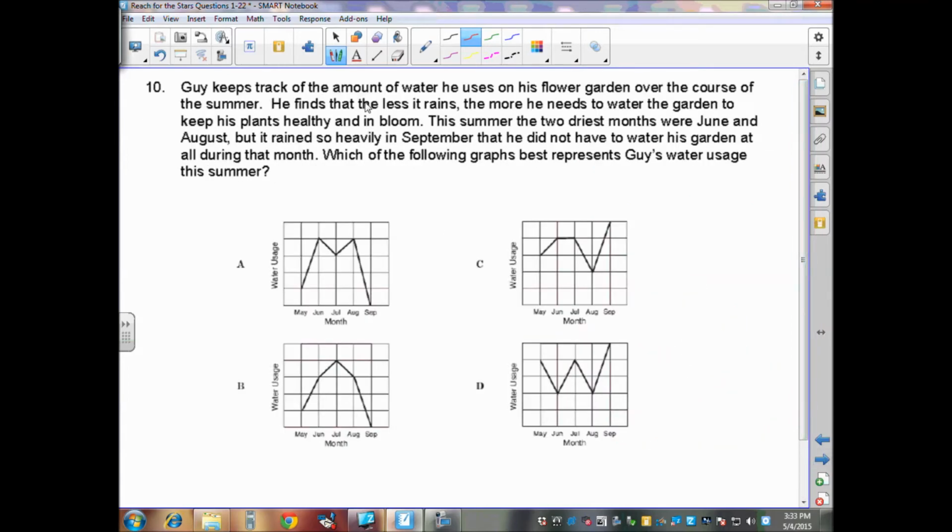Guy keeps track of what water he uses. He finds the less it rains, the more he needs to water the garden to keep his plants healthy. The 2 driest months were June and August, but it rained heavily in September. So first of all, the 2 driest months were June and August, so we know those will be high peaks. In September it rained, he didn't have to water at all, so A would be the answer.